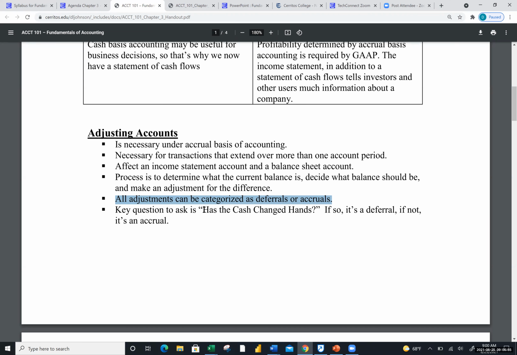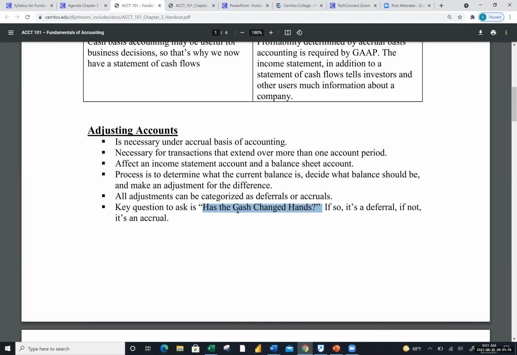When you're having trouble, go back. Has the cash changed hands? Yes, the supplies were bought. They were placed on your books. The cash has changed hands. Then we know it's a deferral. Then you have to ask yourself, does that affect a revenue or an expense account? Supplies affects an expense account. Therefore, it's a deferred expense. So I want to work with you on the terminology because that part probably is foreign to you.